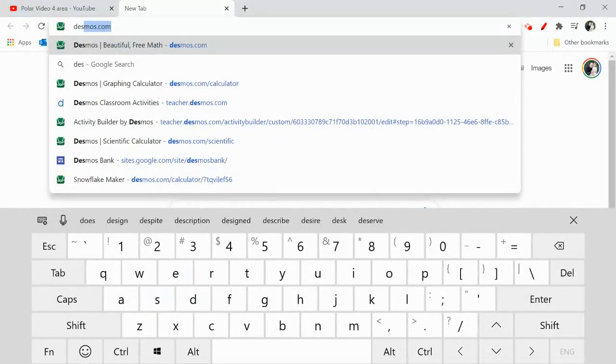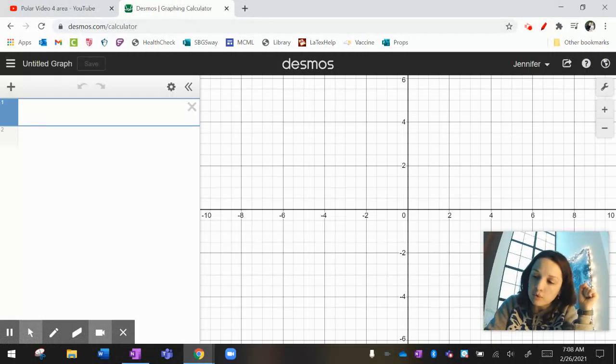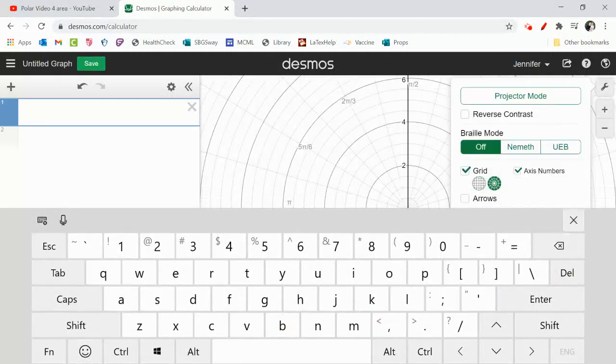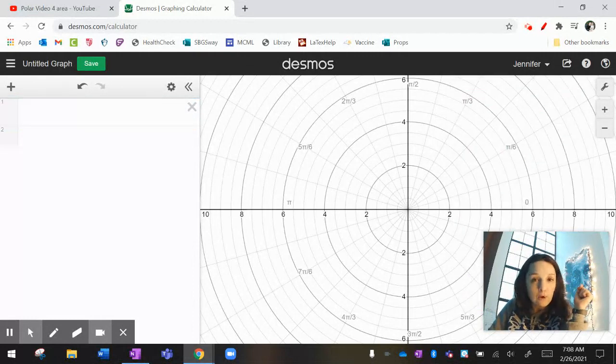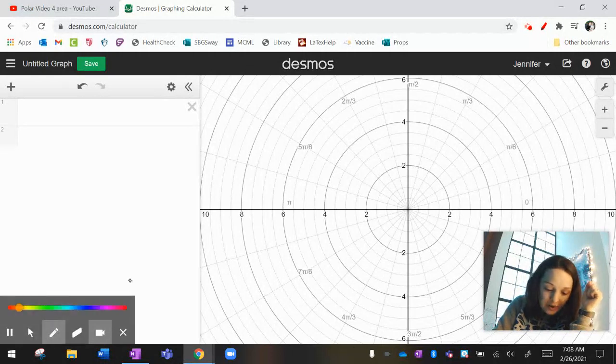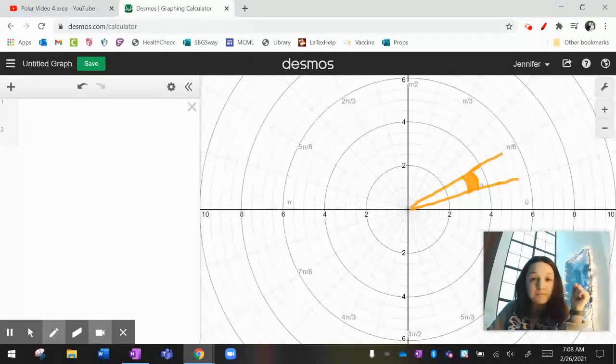I will go to my favorite place. Hello, Desmos. If I change this over to polar, that's what a polar grid looks like, this thing right here. And in polar, we get what are called polar rectangles, and that's these kind of things in here. So a polar rectangle is where you take this little section here. That is what's called a polar rectangle.